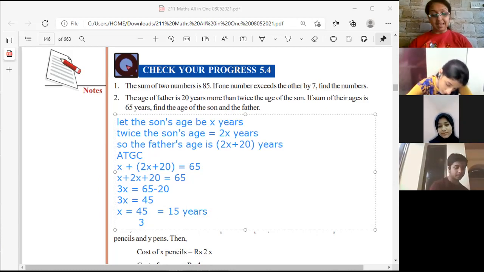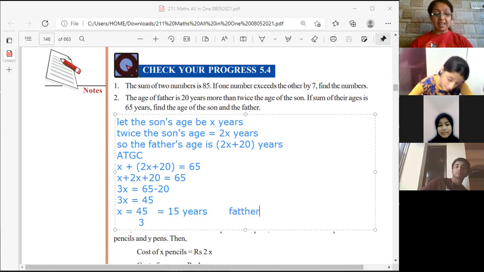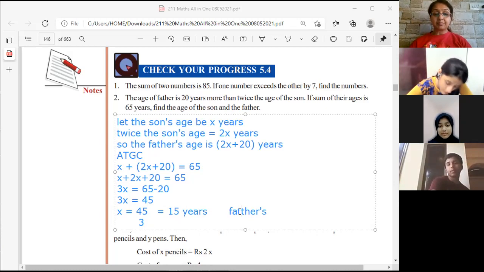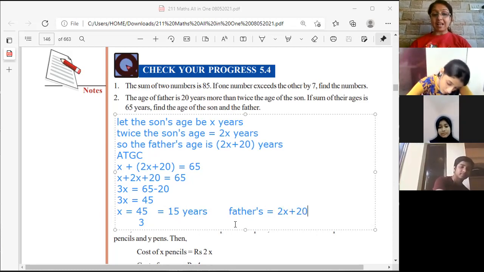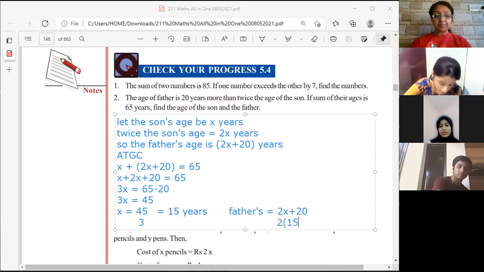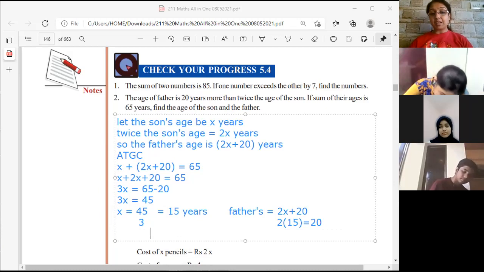Yes, ma'am. And what about father's age? I said father's age was 15 plus 15 plus 20. Yes, you're right. So it's going to be equal to 2x plus 20. If I start substituting the value of x here, it's going to be 2 multiplied by 15, plus 20. So that is going to be 30.